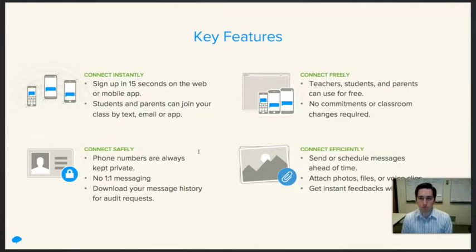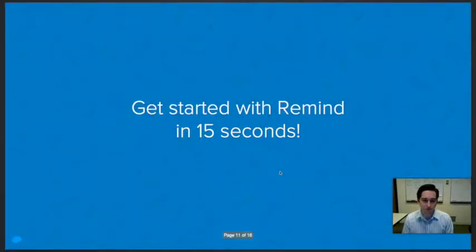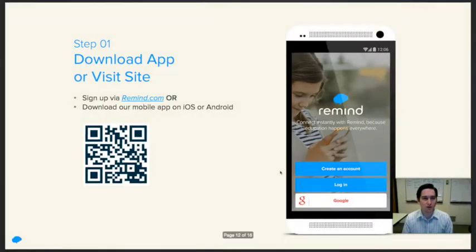There's no commitment or cost to it. It's completely free, and it's easy to change classrooms. You can also use it to send or schedule messages ahead of time, attaching photos, files, or voice clips. Stamps is something that works, as far as I can tell, just with the mobile app, but it allows them to send instant feedback and let you know if they have read the message. It really just takes 15 seconds, and we'll take you through that very quickly.